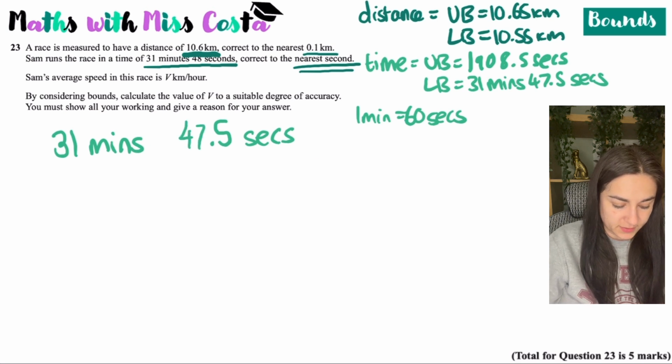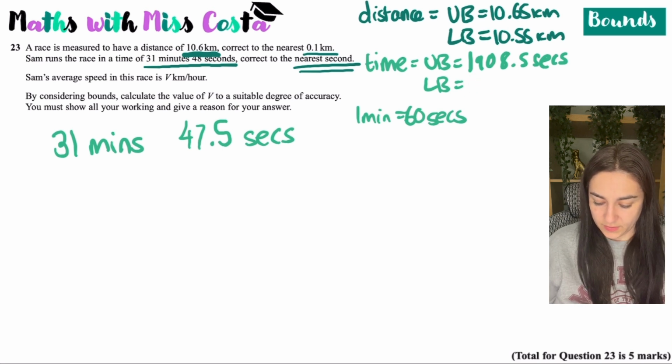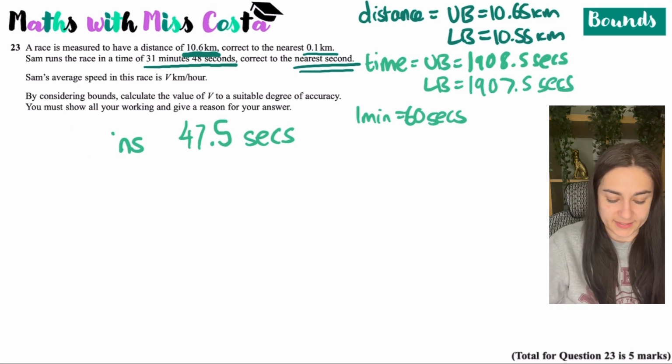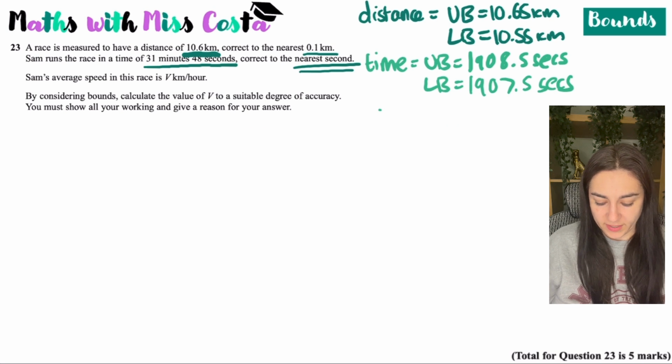So 31 times by 60 plus 47.5 gives me 1,907.5 seconds. This still isn't in terms of an hour. So how do I convert seconds to hours?